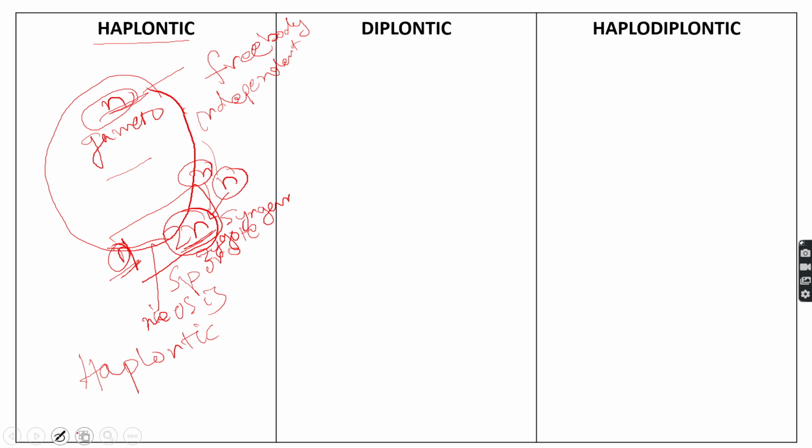So the examples of haplontic are algae. In algae, Volvox and Spirogyra.